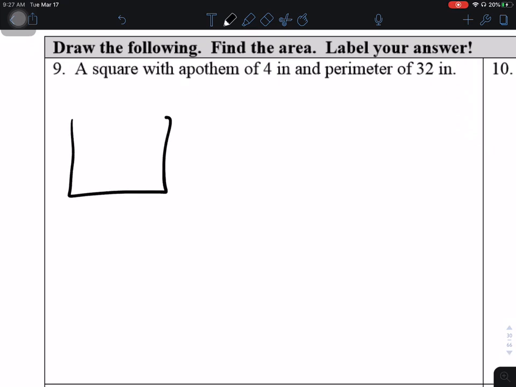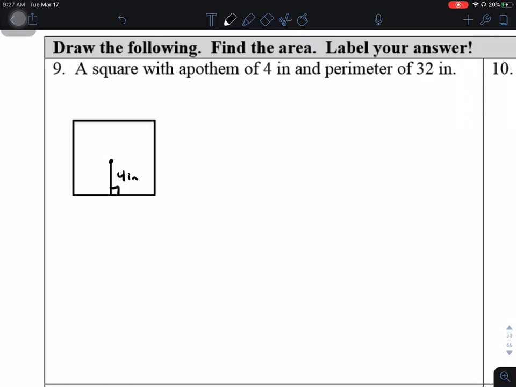Square with an apothem that's 4 inches and a perimeter of 32 inches. There's a couple reasons why this problem is real simple.